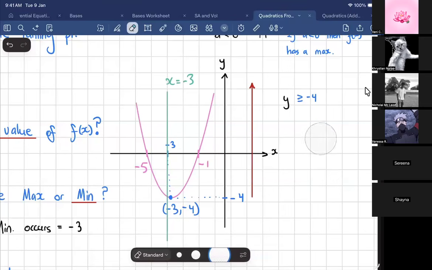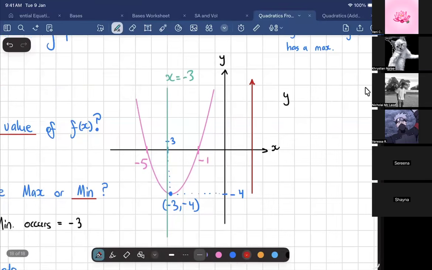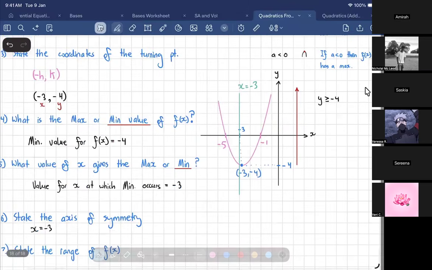If you don't understand this, Amira, just tell me and I'll explain it again. No, sir, I understand. So Amira, what's the lowest value you could get for y? -4. Could you get anything less than that? No, sir. Could you get something more than that? Yes, sir. Right. So that's why you say y is more than or equal to -4.